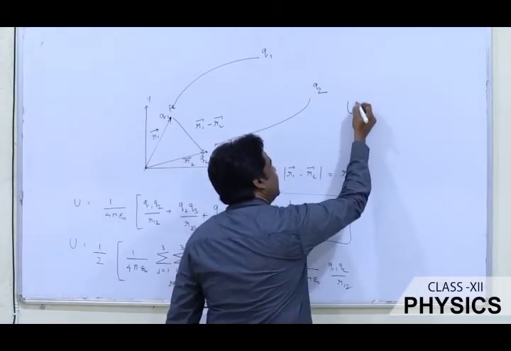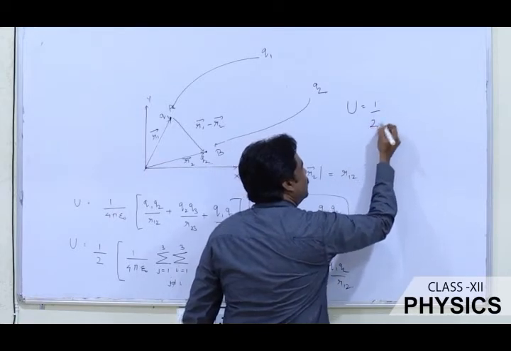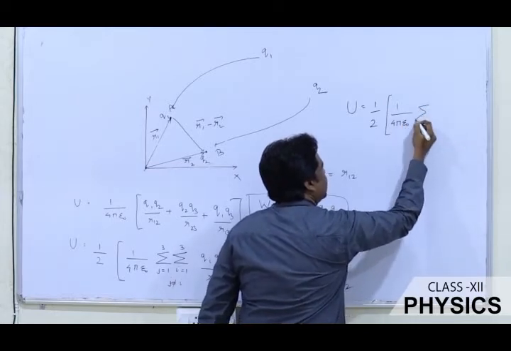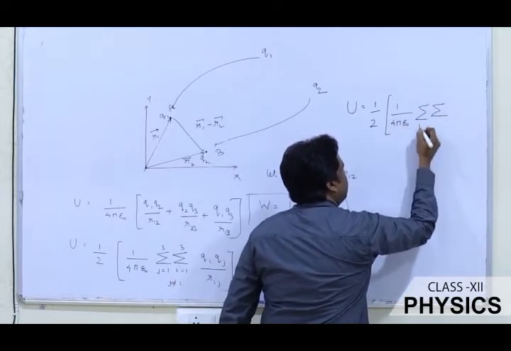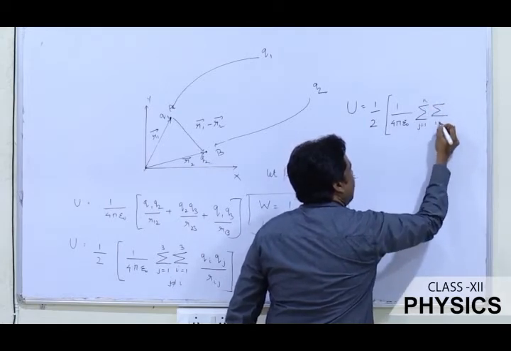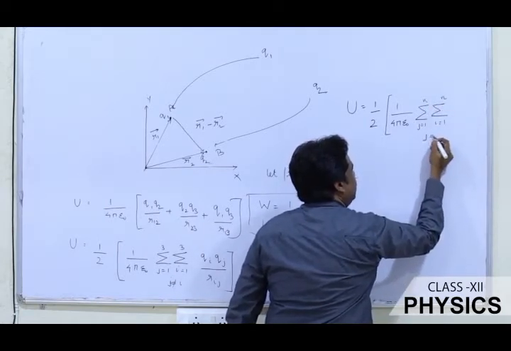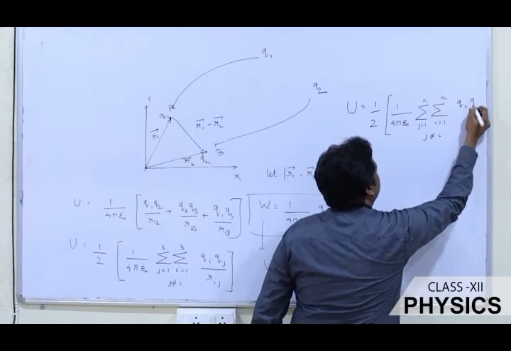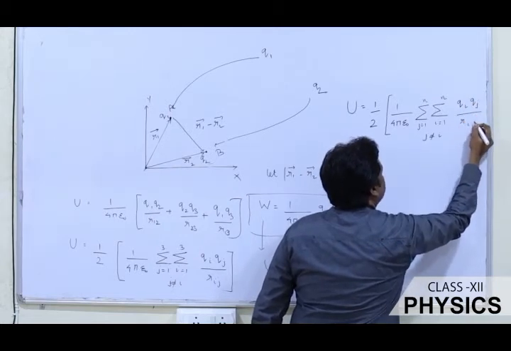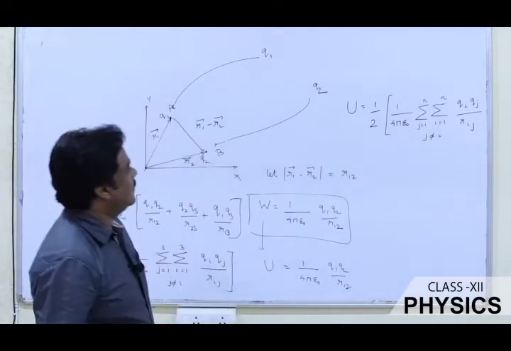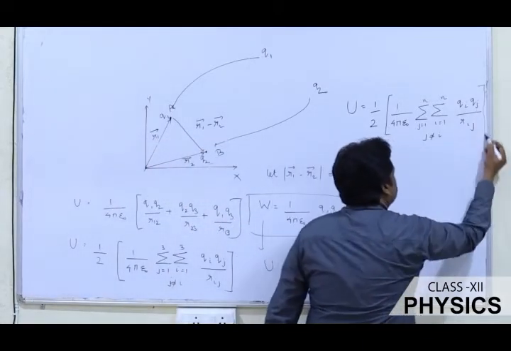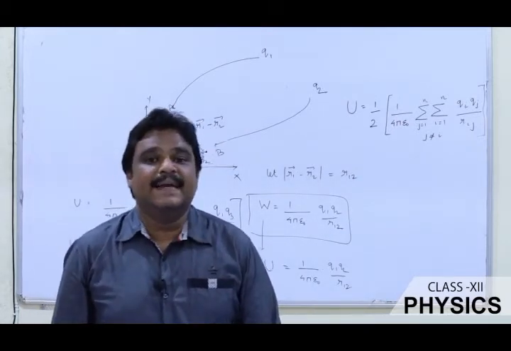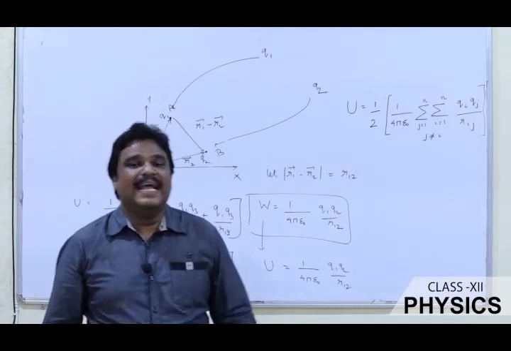I think now you can have a very clear guess. U is equal to 1 by 2, and I am going to start with 1 by 4 pi epsilon naught. Two summations, say j is 1 to n, i is 1 to n, and you know j not equal to i. Once again it is Qi Qj by Rij. I think the mathematical form for n charges is very clear with this formula. So once again this expression shows the electrostatic potential energy of n-point charges.